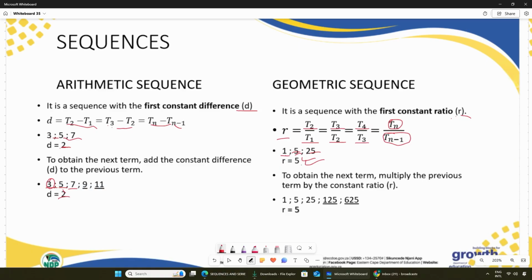In a geometric sequence, to get to the next term, you multiply the previous term by the constant ratio. Okay, let's go back to our example. You have 1, 5, and 25. Now, 1 multiplied by the constant ratio, which is 5, gives you 5. 5 multiplied by 5 gives you 25. 25 multiplied by 5 gives you 125. 125 multiplied by 5 gives you 625. That's how we obtain the next term in a geometric sequence.